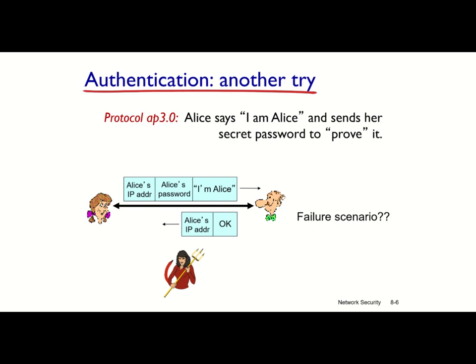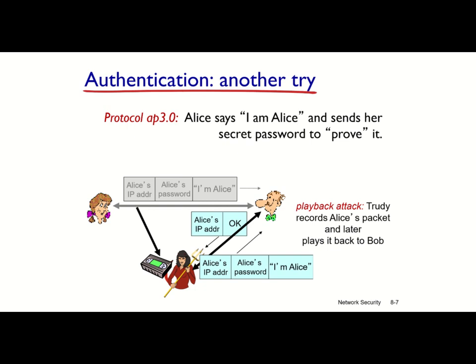So this is another try for providing authentication, which we call AP 3.0. Alice not only sends the message "I'm Alice" and her IP address, but also her secret password, and then Bob replies, "Okay." But again, this protocol doesn't work properly, and we'll see the failure scenario in the next slide.